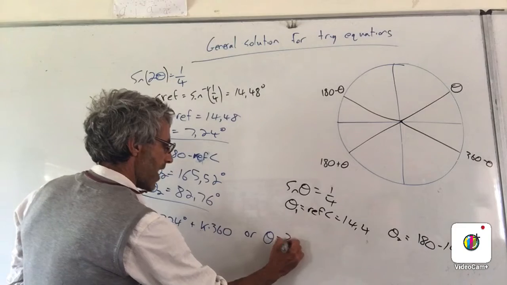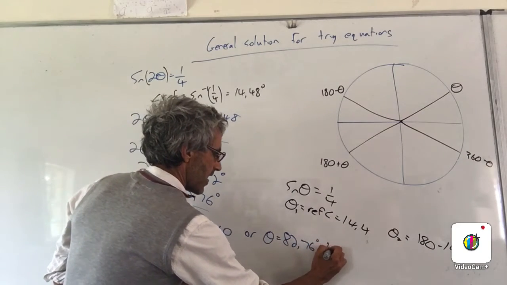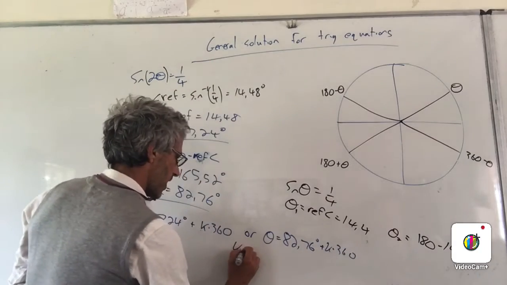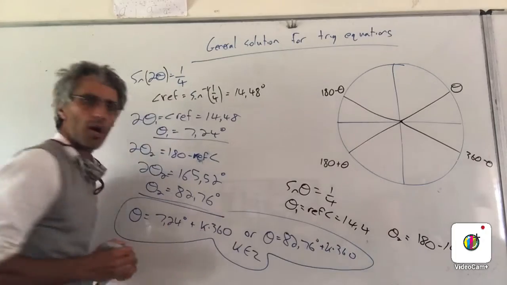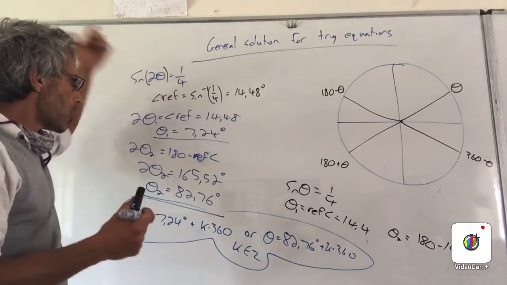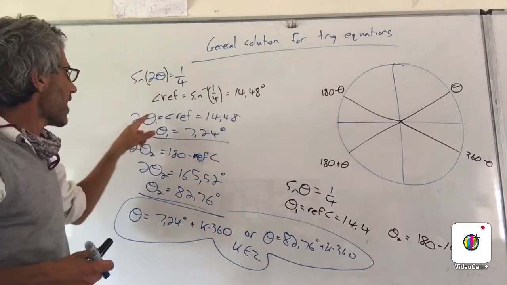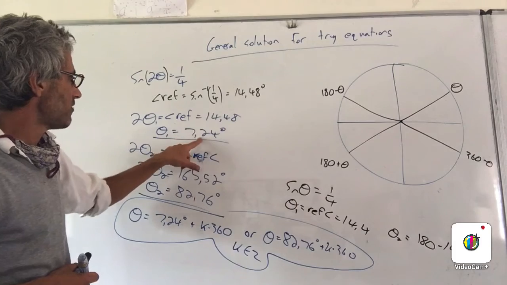Theta equal to 82.76 plus K times 360 with K belonging to Z. That is my final answer. I'll answer the question in a second, but I just want to note here that the only thing we did is we just had to divide by 2. We took our first answer, we divided by 2.